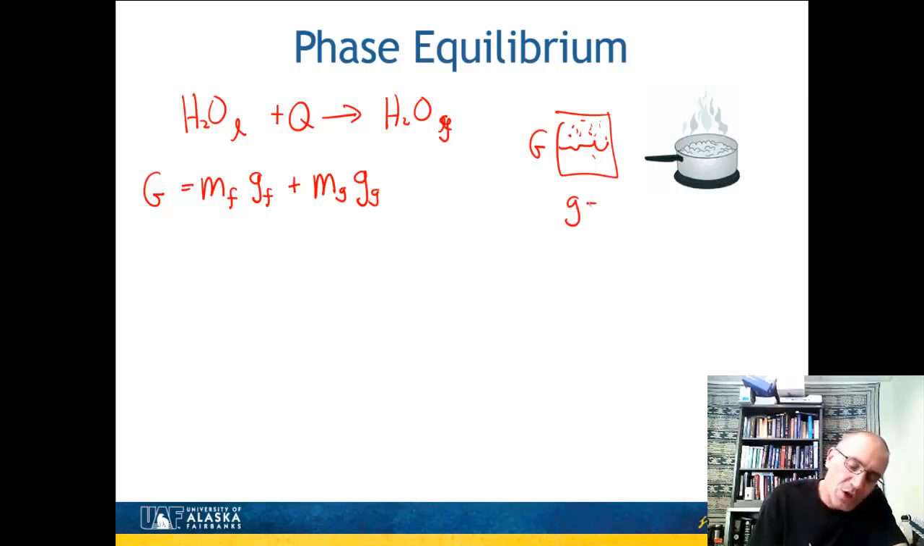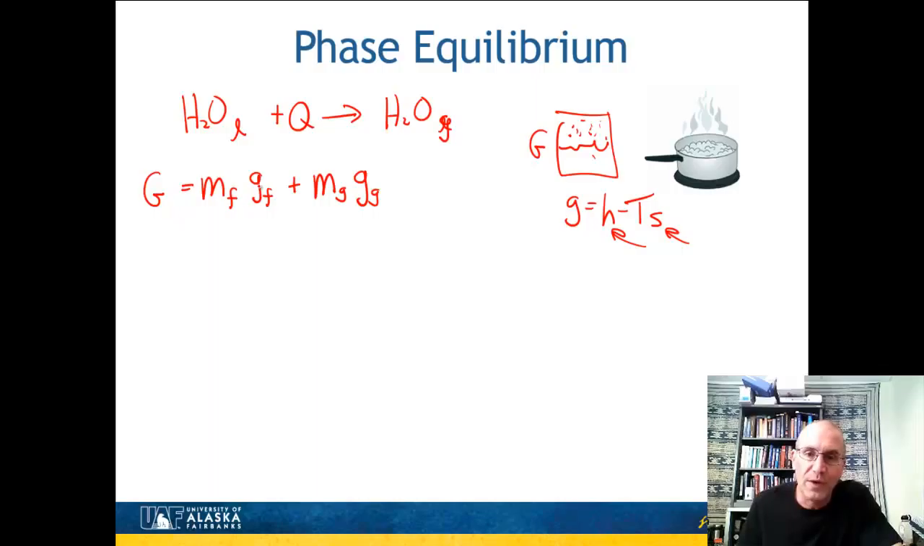Now remember, G is equal to H minus TS. So although both of these are water, both of these g's are markedly different. Clearly they have markedly different enthalpies and entropies if they're in their liquid or vapor phase. So these little values of g are very different even though they're in equilibrium.